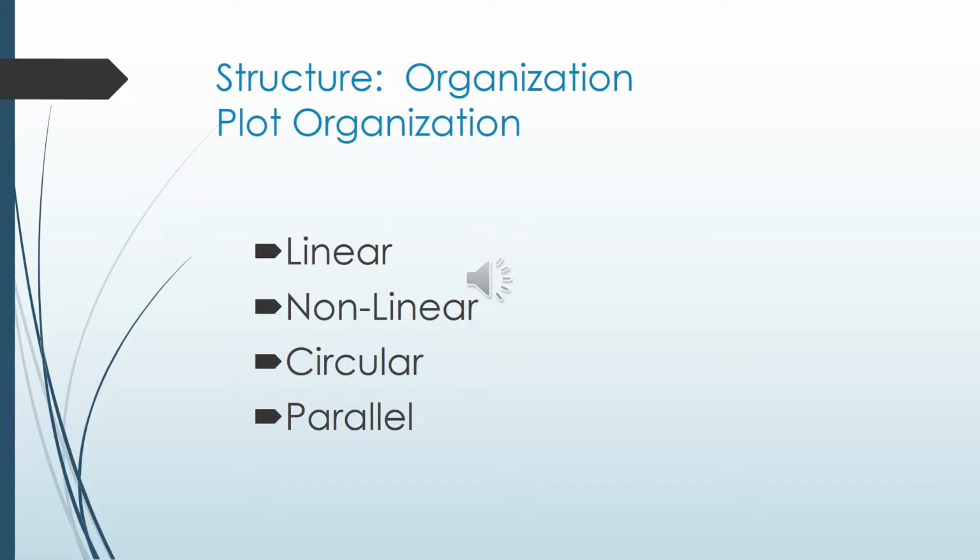There are different ways that plots are organized. Some plots are linear. They're chronological. They start at one place and they end at another place in the future from where it started. There are also non-linear plot structures where you might have flashbacks or you might have glimpses into the future. It's told in a non-linear way, not chronological.